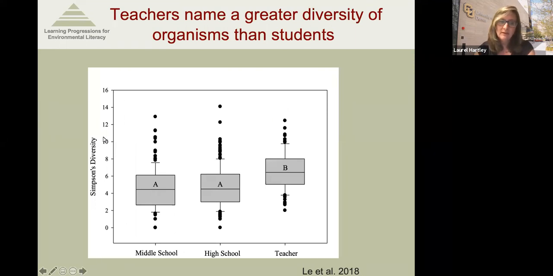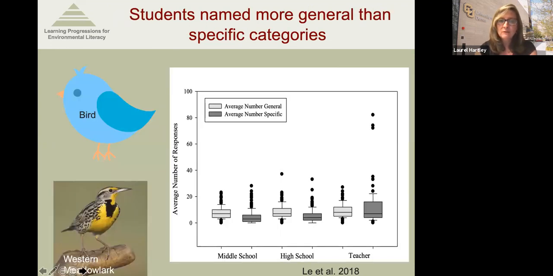We also calculated the Simpson's diversity for their block of answers of the things that they could name. We saw teachers named a greater diversity of organisms than the students did, and there wasn't a whole lot of difference between middle and high school. It was no difference really. We also looked at whether people gave general answers or specific categories, for example, a bird versus a western meadowlark. And we see that students name a lot more general organisms than specific organisms.